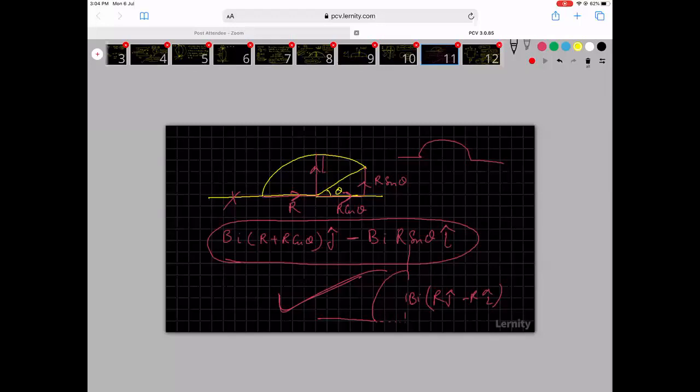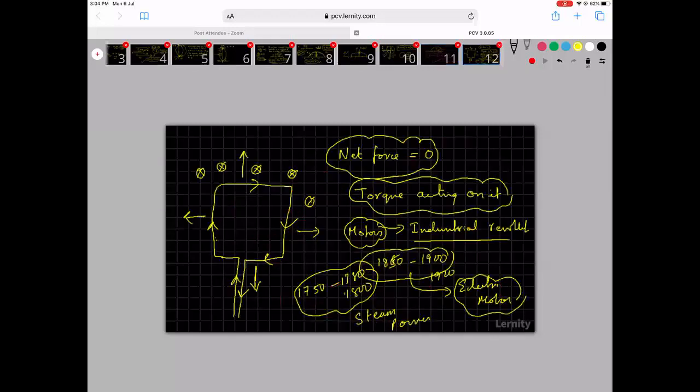Okay, if this is understood, then we will discuss more about this. Electric motors, DC motors, AC motors are not there in your syllabus, but there is another device in your syllabus which will help us understand this as well.